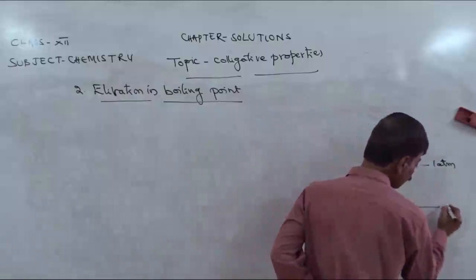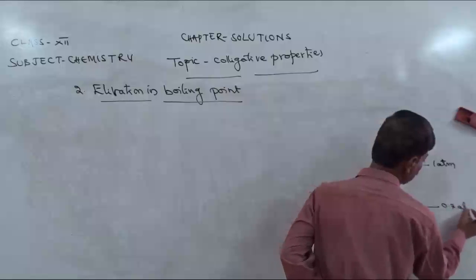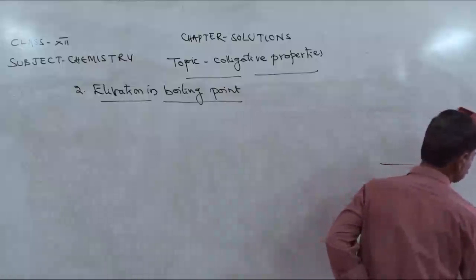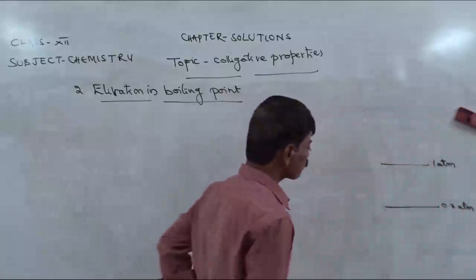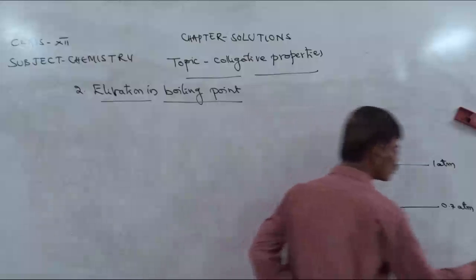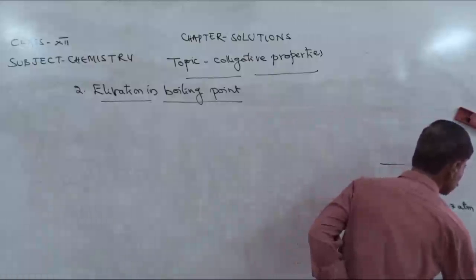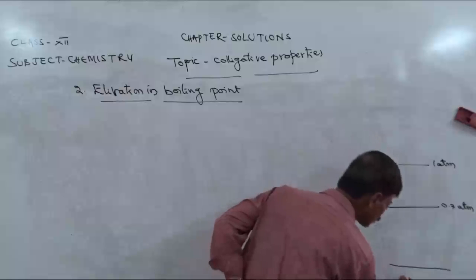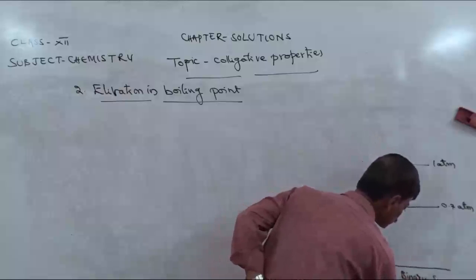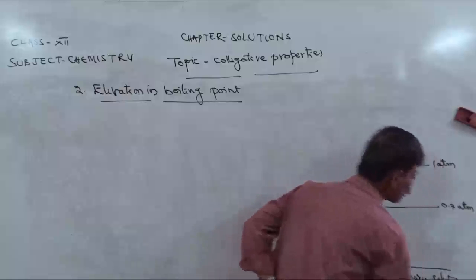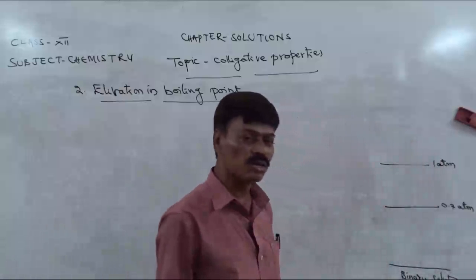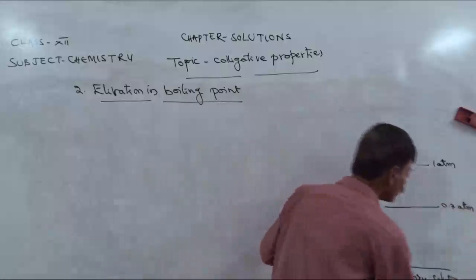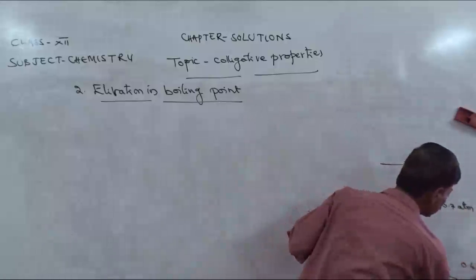Now its vapor pressure is 0.7 atm. Imagine. This is in the case of solvent. Now, if we add solute to this solvent, we will get binary solution. Because of the addition of this non-volatile solute, the vapor pressure of the solution resulted will come down. It will be somewhere 0.4 atm.